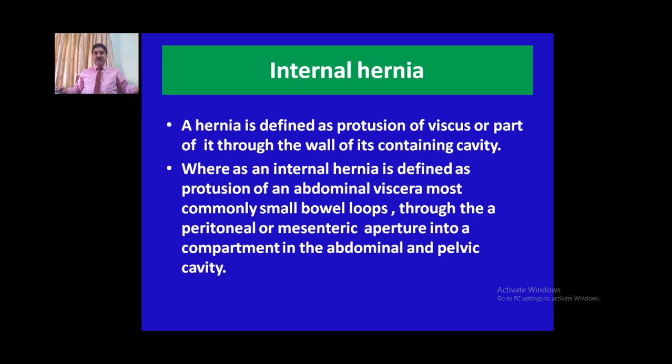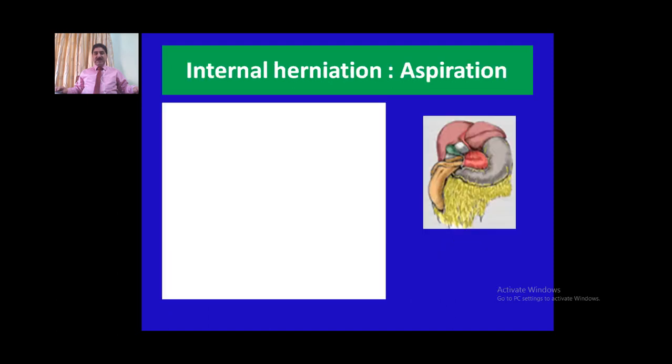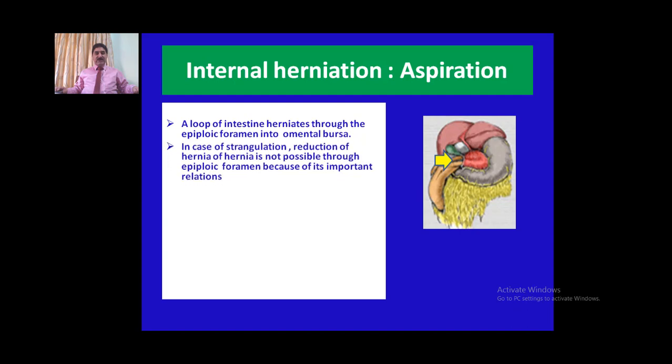What is internal hernia? A hernia is defined as protrusion of a viscus or a part of viscus through the wall of its containing cavity, whereas an internal hernia is defined as protrusion of an abdominal viscus, most commonly a small bowel loop, through a peritoneal or mesenteric aperture into a compartment in the abdominal and pelvic cavity. These apertures through which hernia occurs can be congenital or acquired. In internal hernia, a loop of intestine herniates through the epiploic foramen into the omental bursa. As shown in this diagram, a loop of gut herniates through the epiploic foramen into the lesser sac.